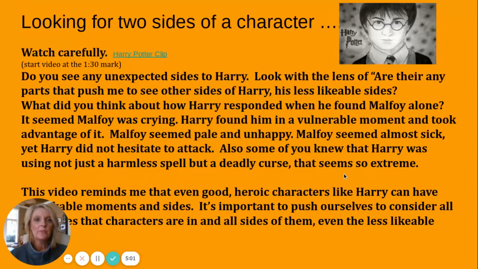I'm going to show you this scene from the Half-Blood Prince. Do you see any unexpected sides to Harry? I want you to look at this with the lens of, are there any parts that push you to see other sides of Harry, his less likable sides? I want you to think about what you think about Harry and how he responds to Malfoy when Malfoy's alone. So let's watch this just for a second.